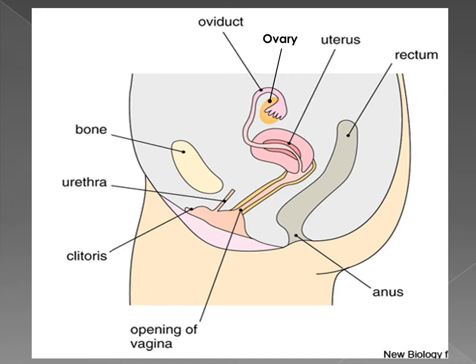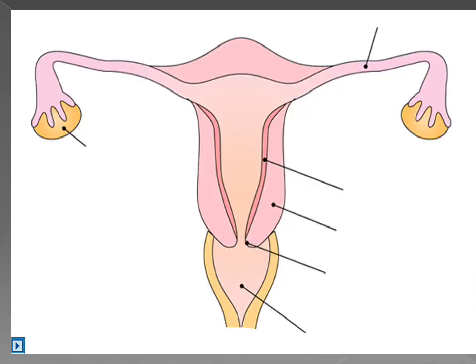This is just to know the positions of each and every part. Looking here at a frontal view of the reproductive system of a female, we now see that there are also two ovaries. So just like in males, they have two testes. In females, there are two ovaries. And the ovary is this circular organ.